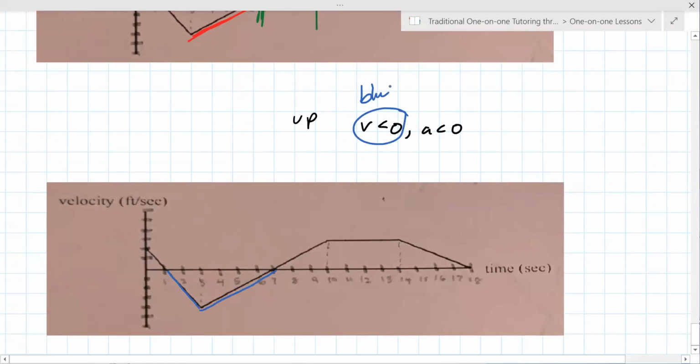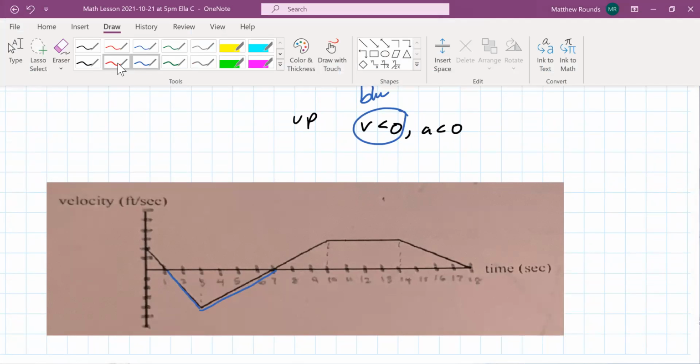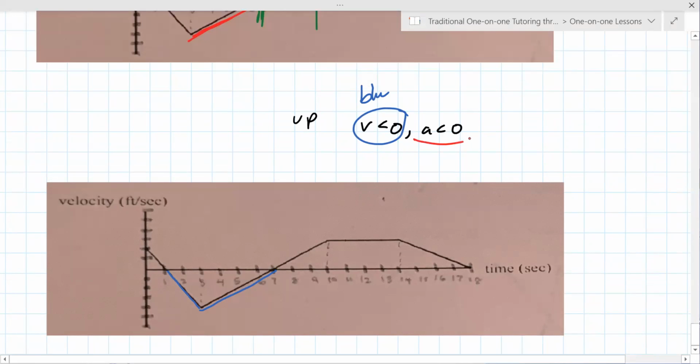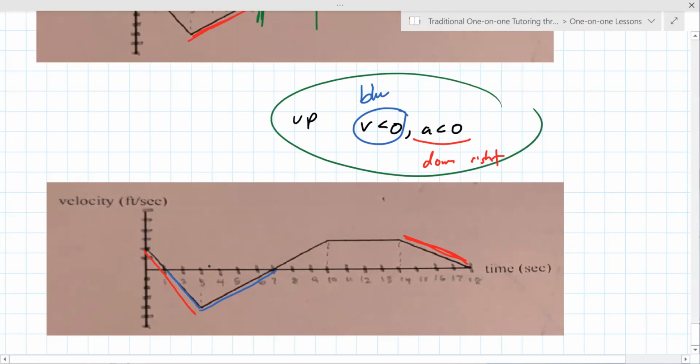Okay. It's below the x-axis. And then in red, this is when it's going down and to the right. So this is right there and right there. Okay. So where is the only overlap? And I guess I did that in green. It's the 1 to 3. Yeah, from right here, from 1 to 3.